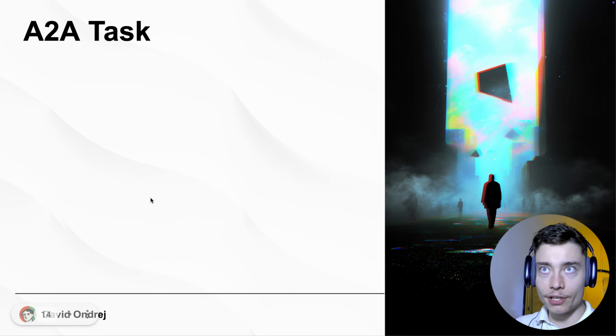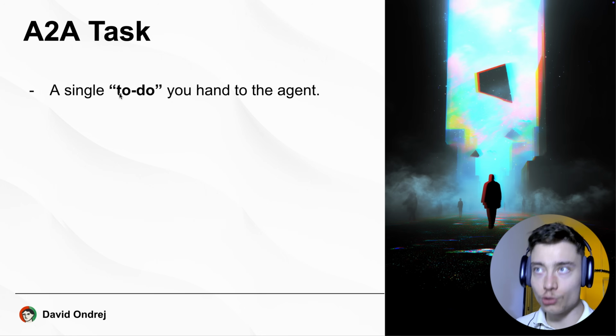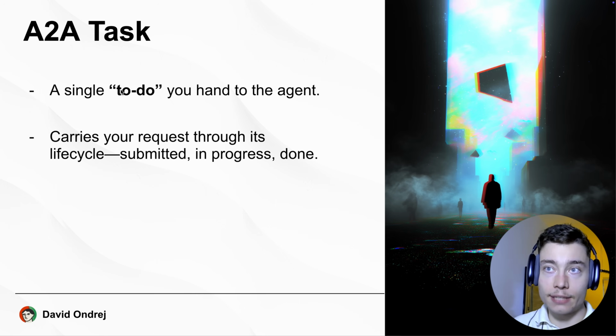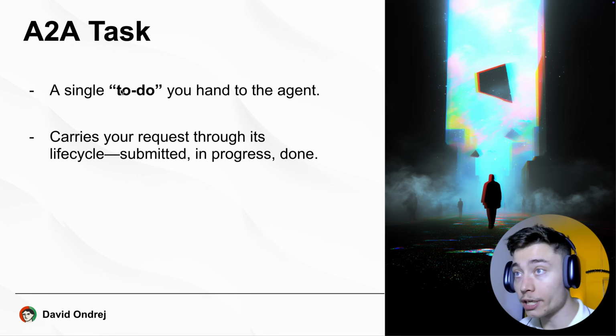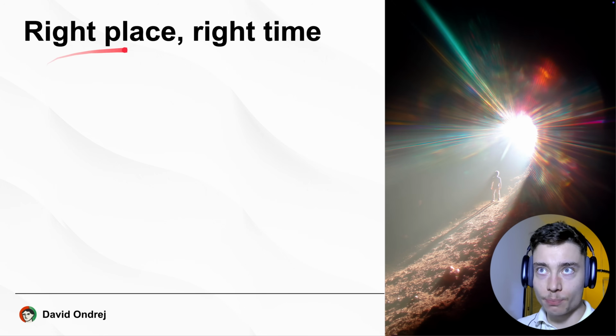Now, before we get to building, there is one more concept you should understand, and that's the A2A task. But don't worry, this one is the simplest. A task is basically a single to-do that you hand off to your agent. It carries your request through its entire lifecycle: submitted, in progress, finished. The A2A task provides a clean, uniform way to track and manage every little job, every single prompt that you give to your agent.